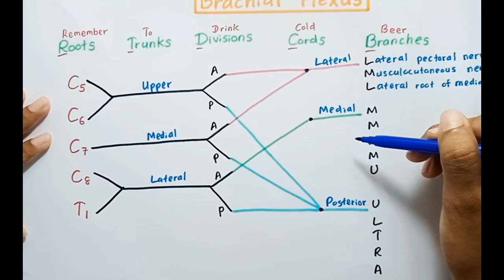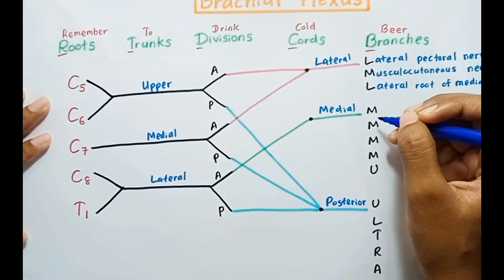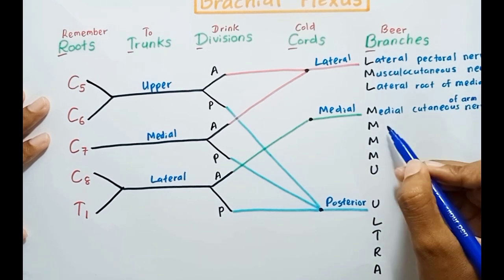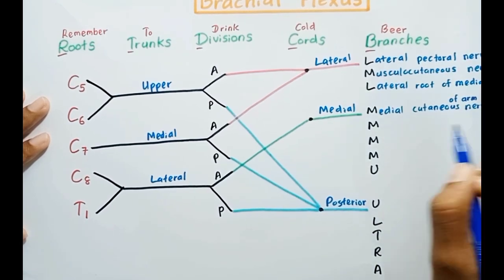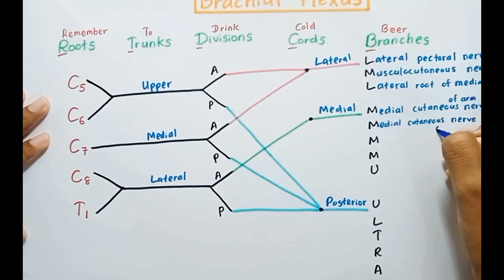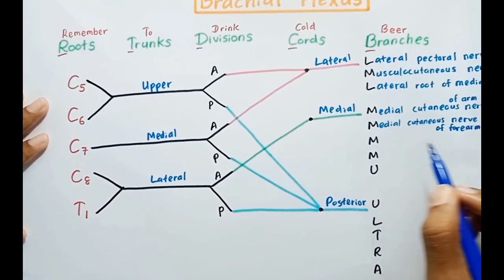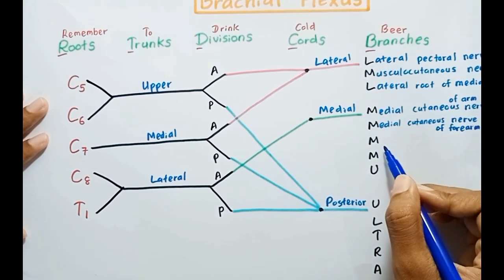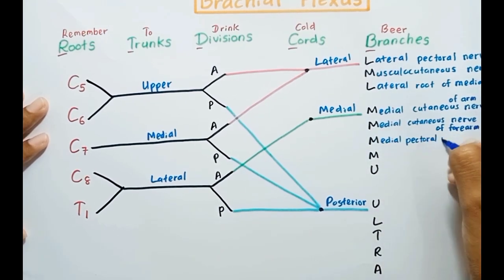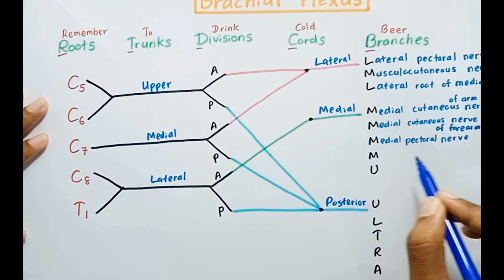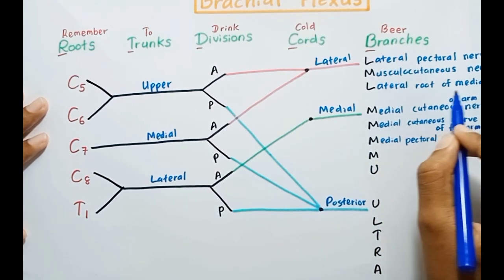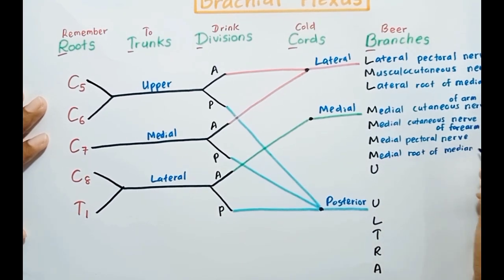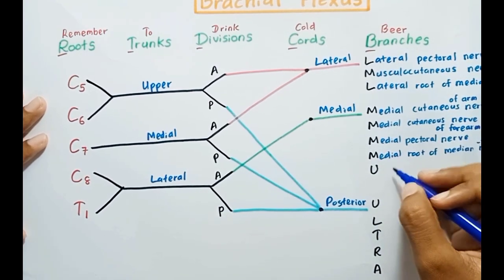Now we will move to the medial cord. Here the first term is medial cutaneous nerve of arm, and here the medial cutaneous nerve of forearm. Third one is medial pectoral nerve. Here you can see the lateral pectoral nerve, here the medial pectoral nerve. And this one is medial root of median nerve. Here the lateral root of median nerve, here the medial root of median nerve. And the U means ulnar nerve.